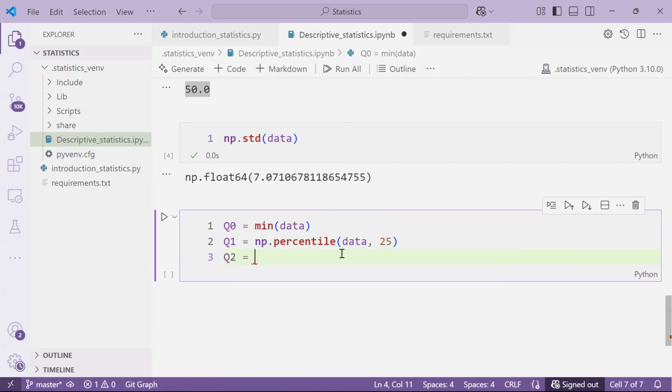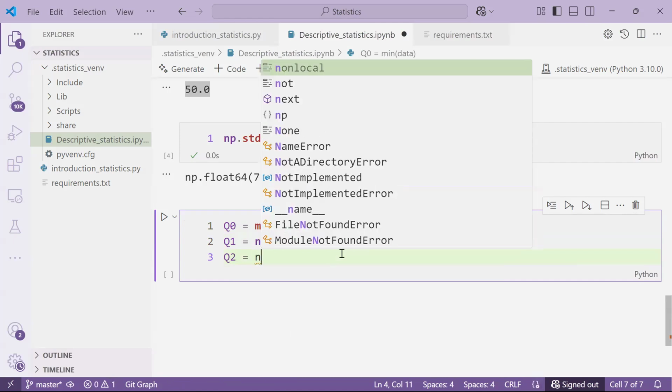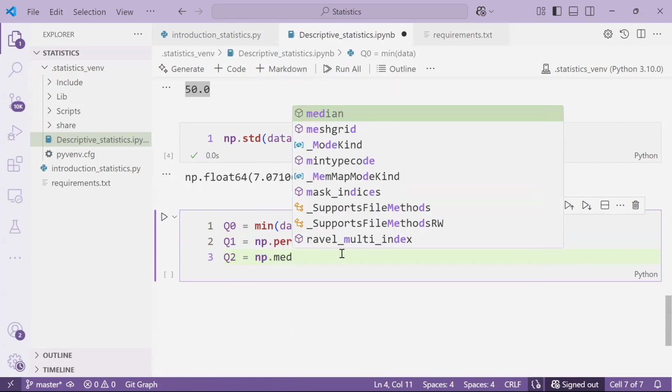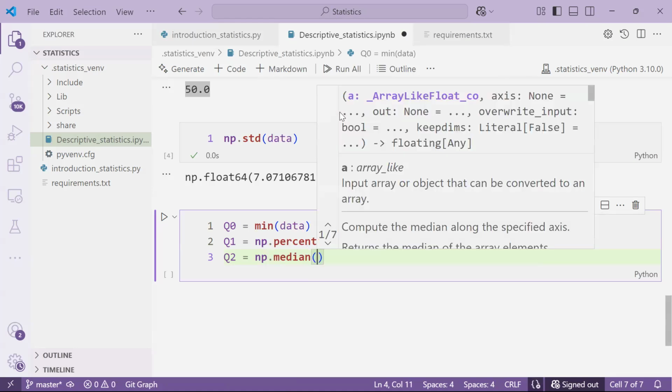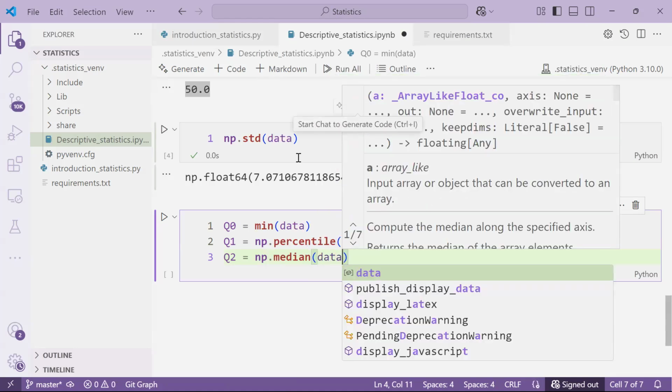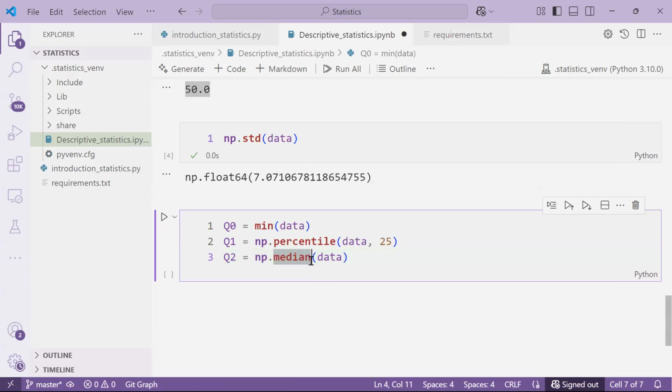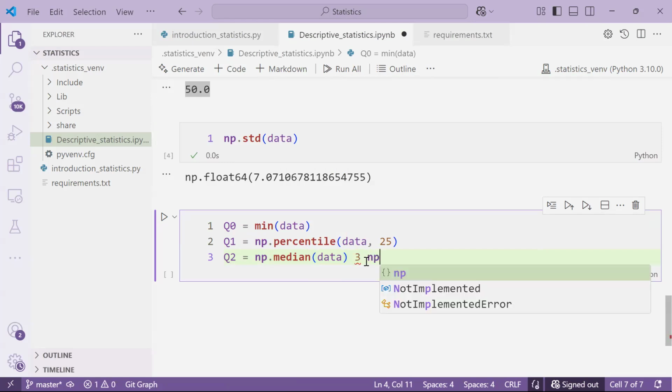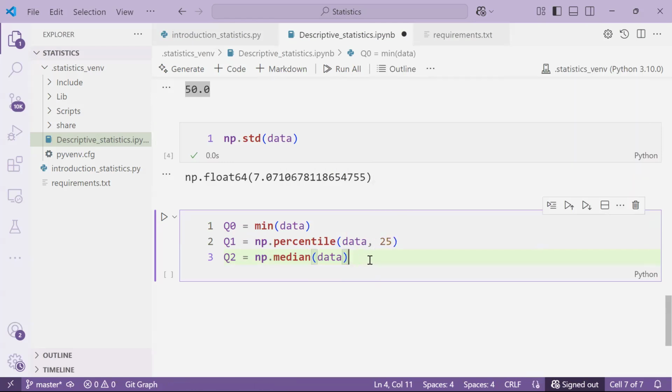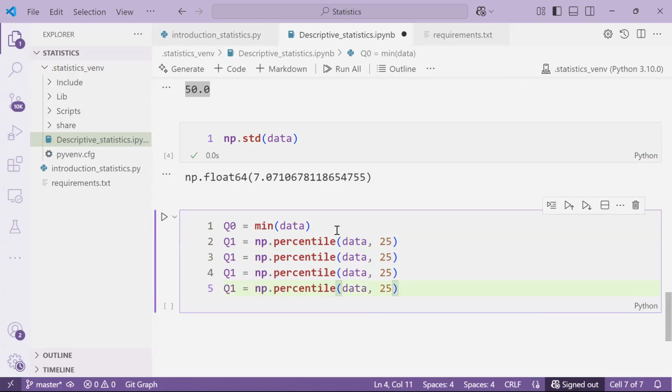Q2 is your np dot median of your data, the 50 percentile of the data. Either you can say it's the 50 percentile of the data, or else you can say it's np dot percentile of 50 percentage, or else I can take the same thing in a percentile format only, instead of any confusion.